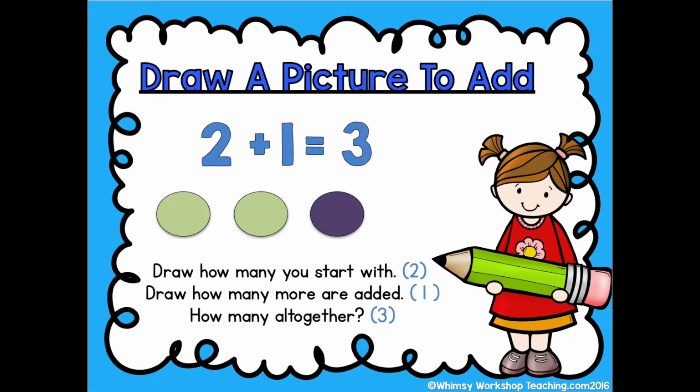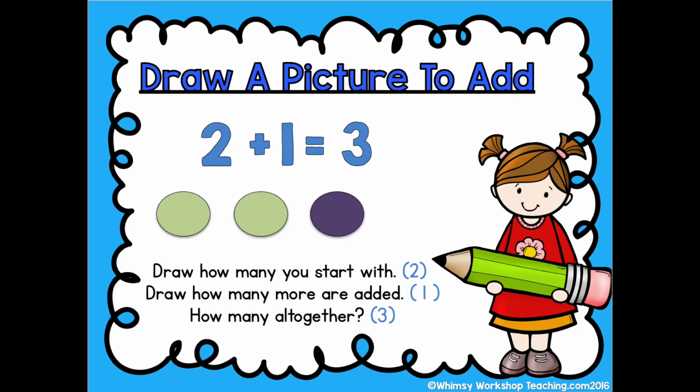Another strategy we can use is draw a picture to add. When we draw a picture to add, we draw how many we start with. In this picture, I see the first number is 2, so I draw 2 green circles. Then, draw how many more are added. I see 2 plus 1. I added 1, so we see 1 purple circle to show that.